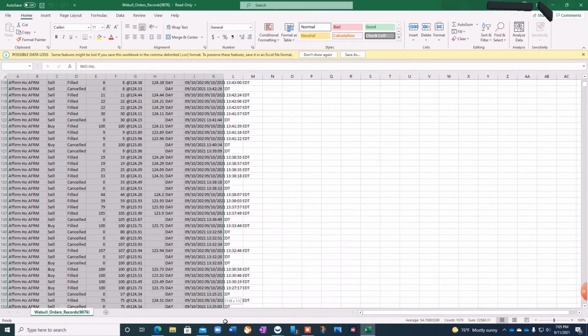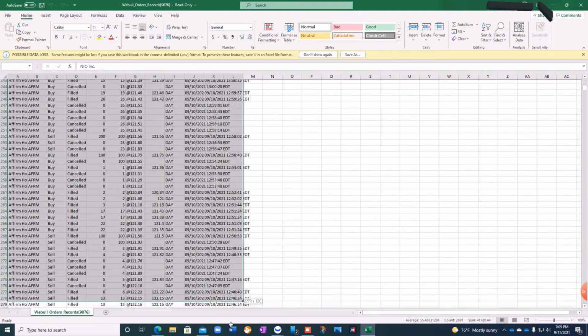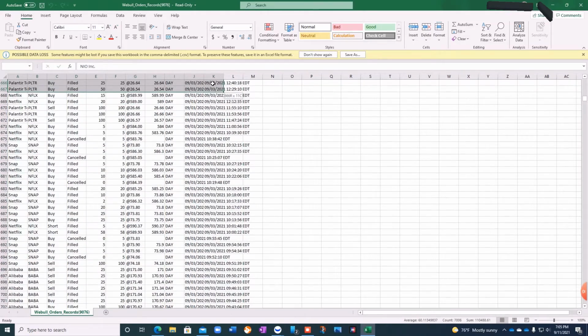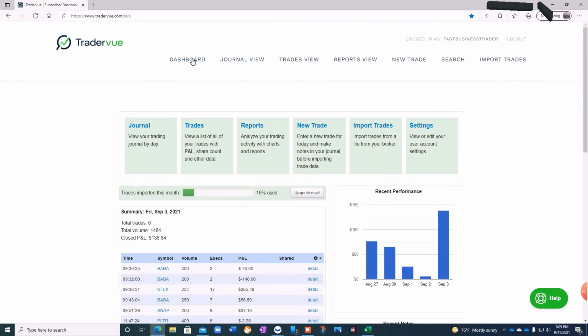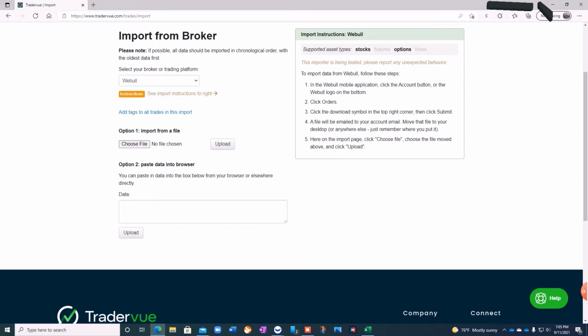All the way down. Jeez, that's a lot of trades on the 10th, I'll tell you that. Okay, we have the 7th up here, and we're going to copy. We're going to take those over to TraderView and import trades from Weibo, and we're just going to paste everything here. All right, and upload.